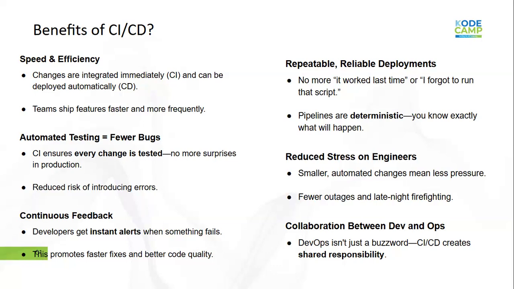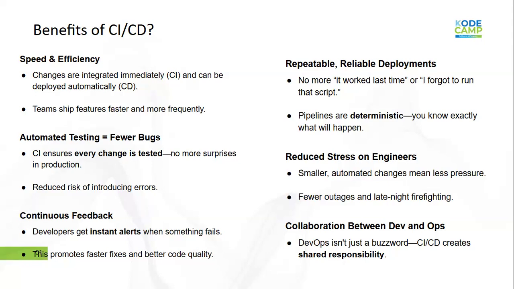Then there's automated testing, which means fewer bugs. It ensures that every change you put inside your application is tested. No more surprises in production. Then reduced risk of introducing errors.